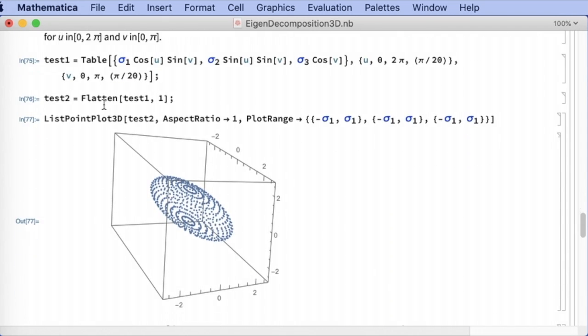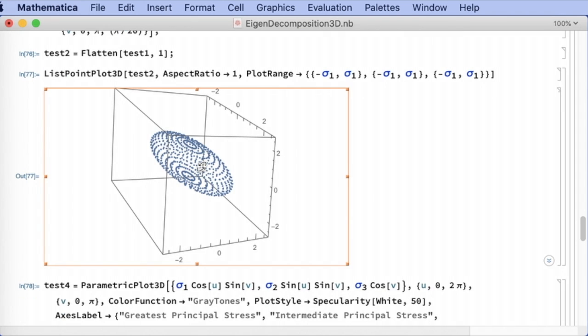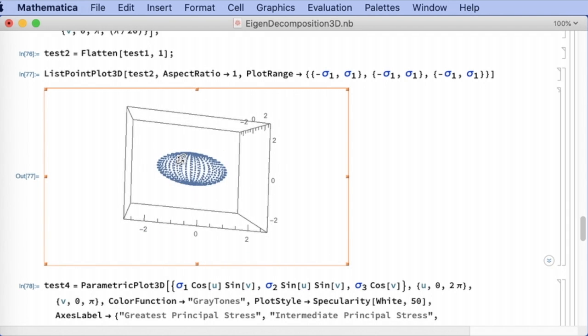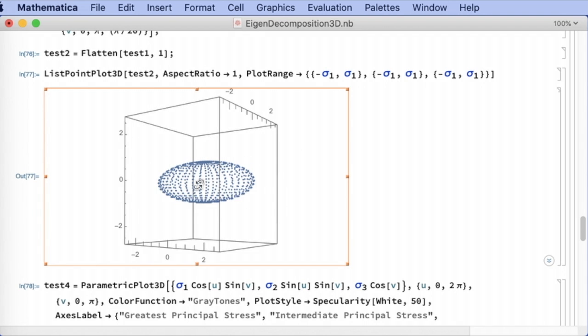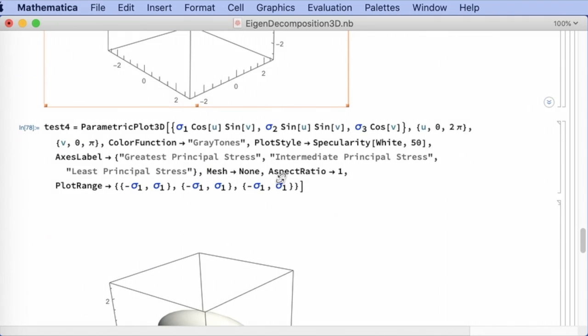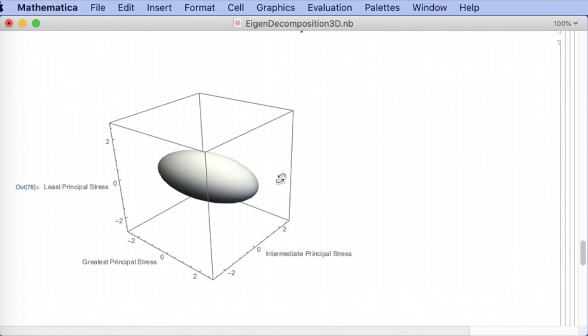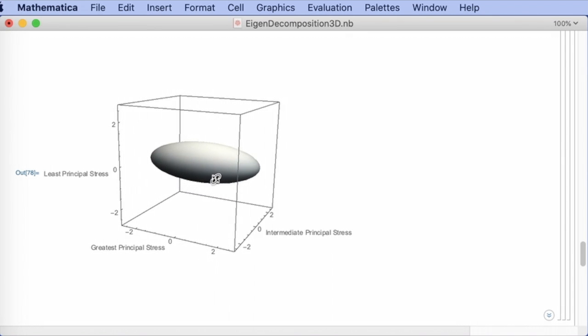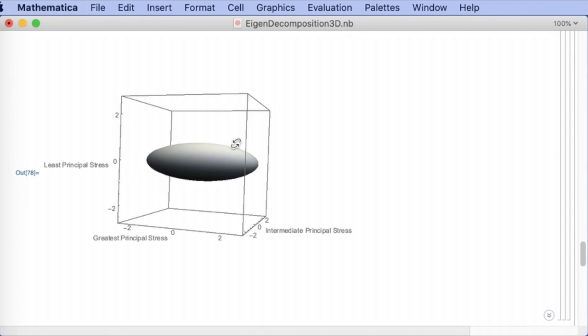Graphically, I've produced a little figure that has plotted out several points along this ellipse. And you can get inside this figure and rotate it around so you can see for yourself what's going on. And if we scroll a little bit further down, we see a slightly more informative illustration. It's the same thing. We've just wrapped all those points with a surface. The axes are the least principal stress, greatest principal stress, and intermediate principal stress.